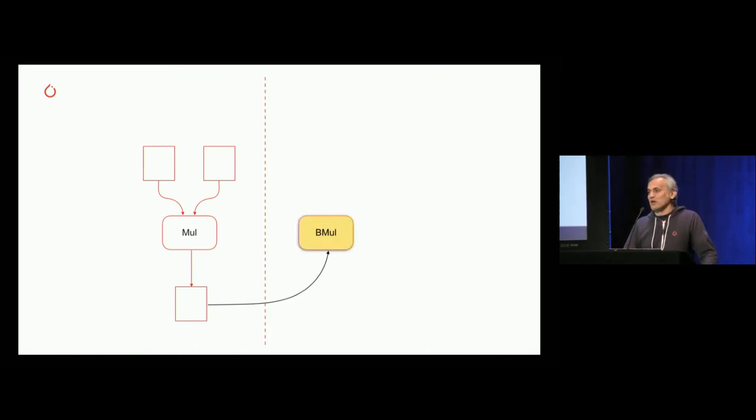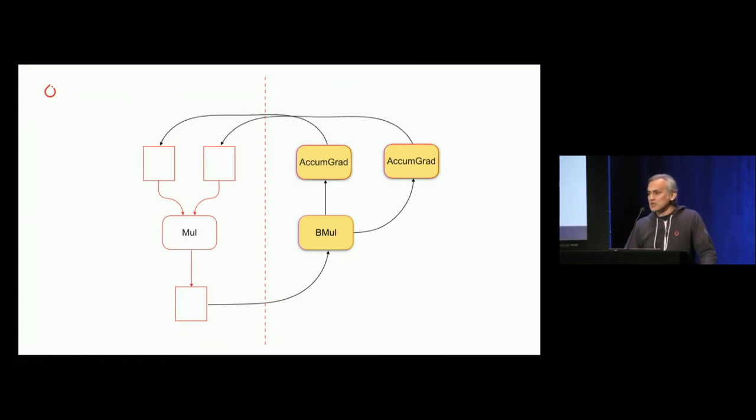But I'm going to show it as a graph on the right-hand side. So for every operator on the left-hand side, you're going to get a backward operator on the right-hand side. So for the mul, we have a bmul operator, and the black arrows are the gradients flowing back. And then we have two special operators, accumulate gradient, which essentially accumulate gradients into the tensors from which the input came from. So every machine learning framework in existence has something like this underneath it. Obviously, the graphs get fairly complicated.